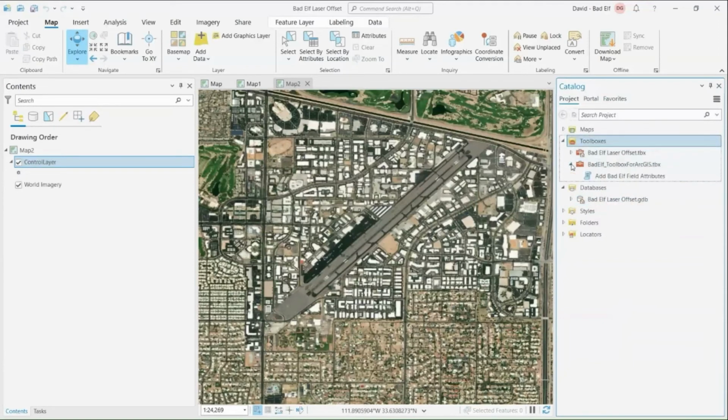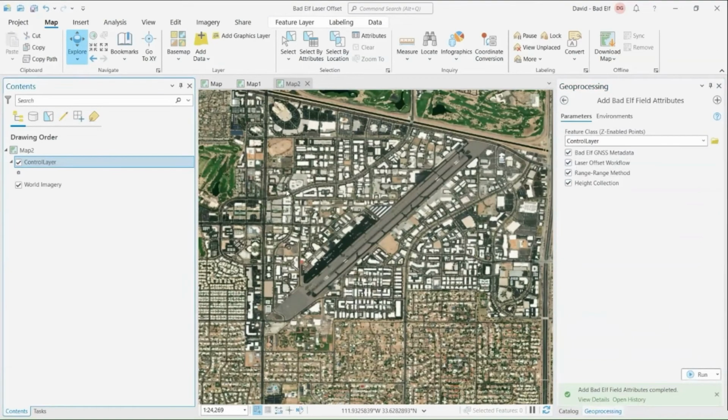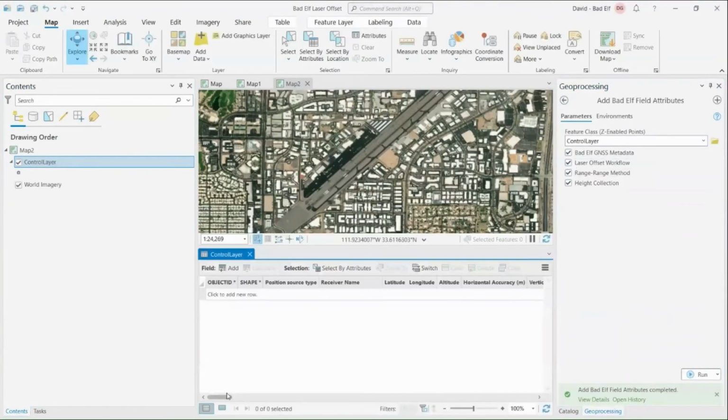So now we have our data collection layer set up. I have this custom toolbox that's available on our website that'll add all of our custom metadata fields to whatever layer you want. So all you have to do is just load that into your toolbox, click run. It will add all of those extra fields that will store your geoids, your datums, your orthometric heights.